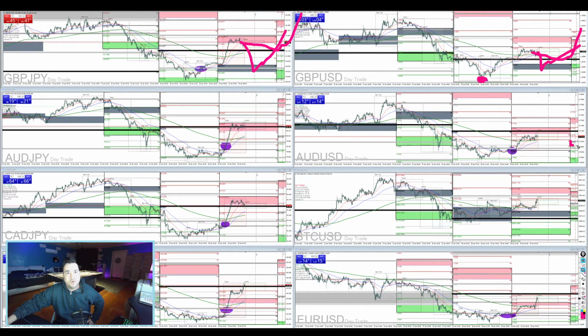This is tomorrow's pivot point here, tomorrow's pivot point here, tomorrow's, and tomorrow I mean by the end of today at the New York close.